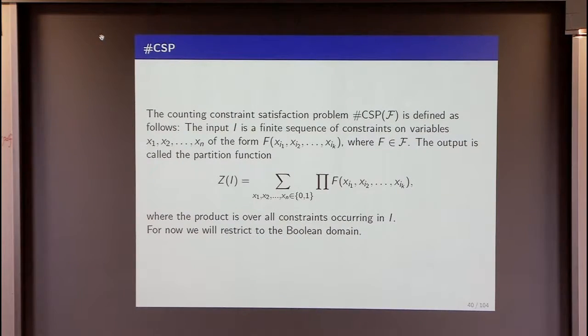Okay, let me move on to CSP. Everybody already knows the definition. You have a set of constraint functions, and now you really think in a separate way. You have variables here and the constraints there, and the constraints apply to the variables. And then you sum over the variables and multiply over the constraints.